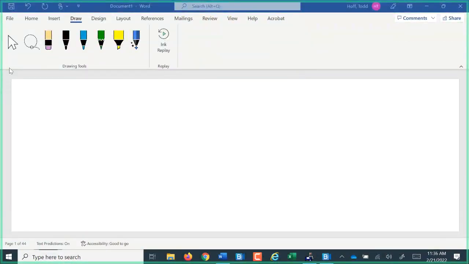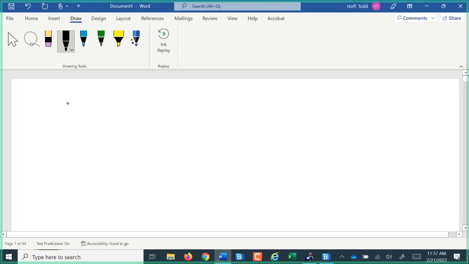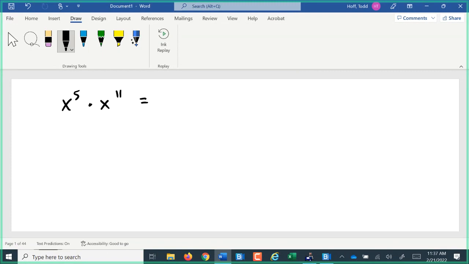We've talked about our rules of exponents dealing with powers in the past. We want to look at that a little bit again today, just to lead us into our next topic. Things like x to the fifth times x to the 11th: when we're multiplying exponents, the effect is to add the powers. That becomes x to the 5 plus 11, or x to the 16th.